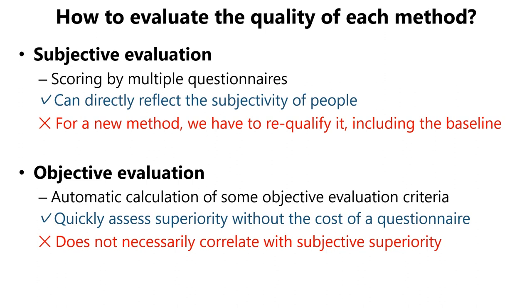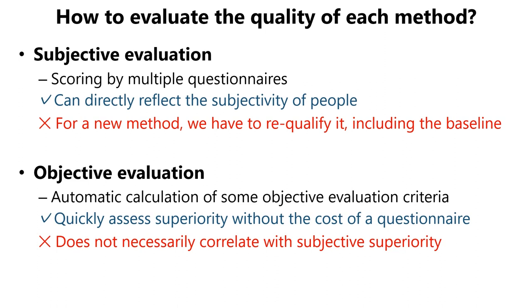So if we are able to provide appropriate instruction to these people, we can directly measure the superiority or inferiority of the method. On the other hand, if another person wants to propose a new method, and she or he wants to measure its superiority or inferiority to other methods, recompiling the questionnaire to include other methods as well is required. The cost of this becomes extremely high.